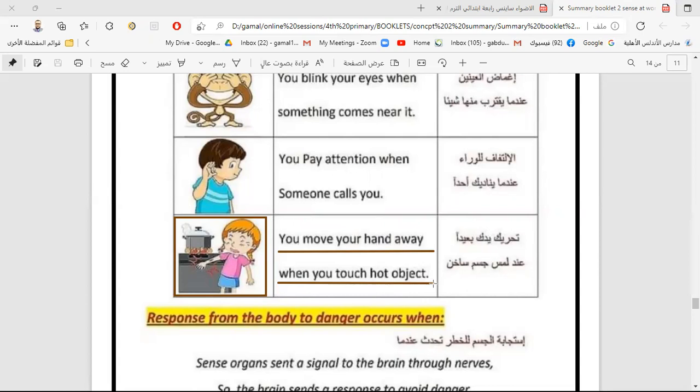Then the message moves through the nerves and the spinal cord to the brain, and then the brain sends another message to your hand to move away quickly. Is it okay? There are two messages, one from the skin to the brain and one from the brain to the hand. Is it okay? Okay. Excellent, my son. Thank you.